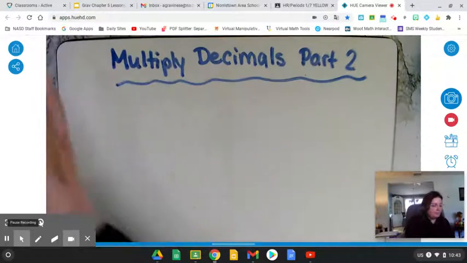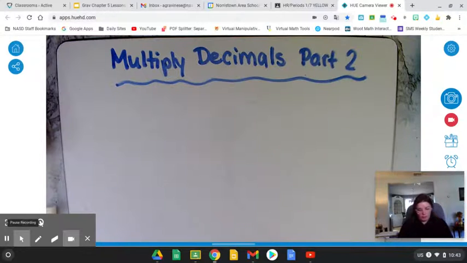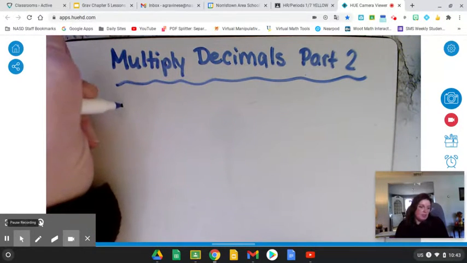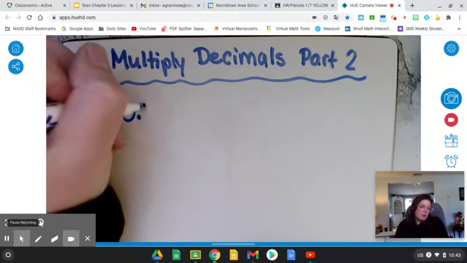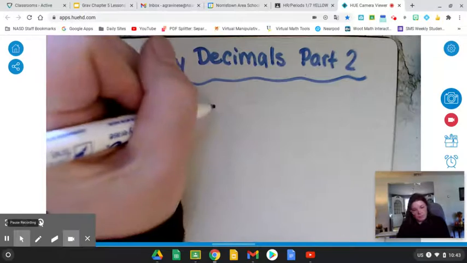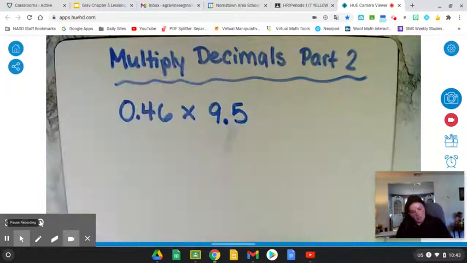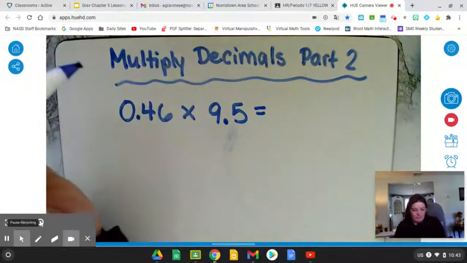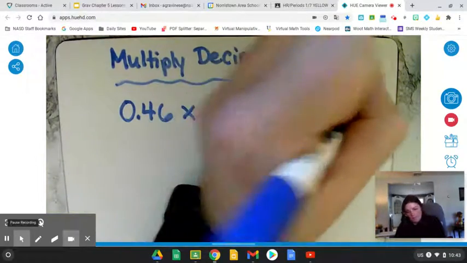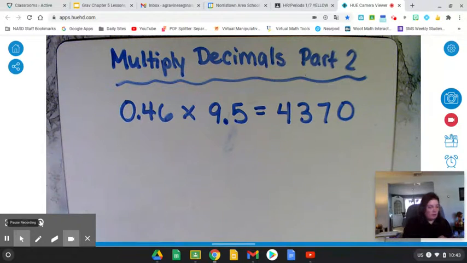Let's do one more. All right, let me grab my calculator for timing, make it fast. Let's say we have 0 and 46 hundredths times 9 and 5 tenths. So let me calculate this. 0 and 46 hundredths times 9 and 5 tenths. And I get that. Those are my digits. So you can use both methods together to be safe, or either method to place your decimal point.